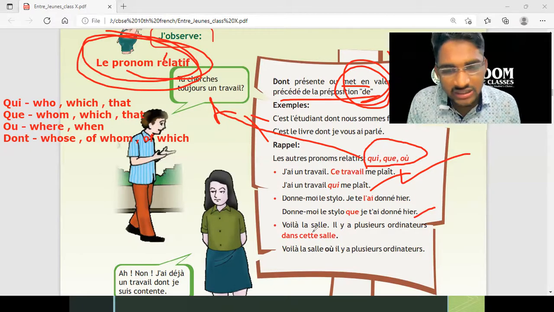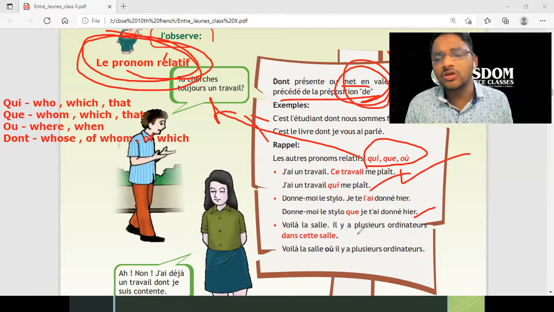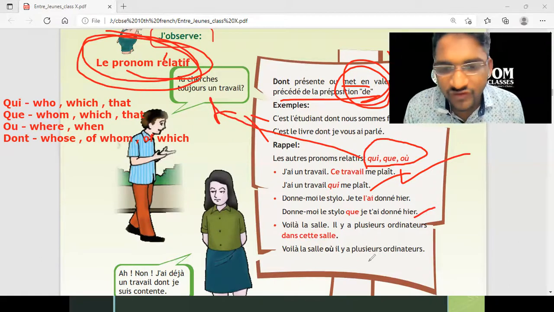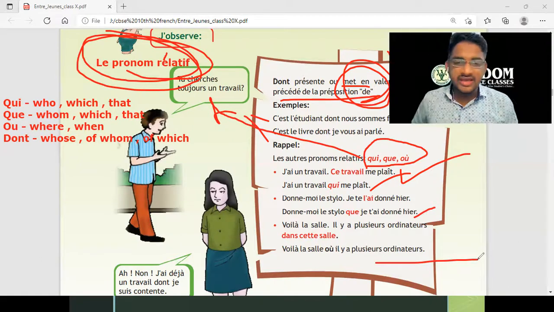Voici la salle. Here is the room. Il y a plusieurs ordinateurs dans cette salle. Here is the room. There are several computers in this room. So there is a room where there are several computers.